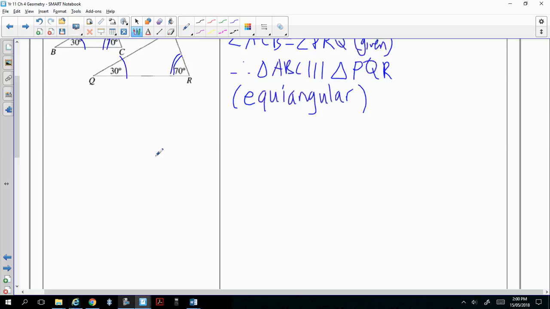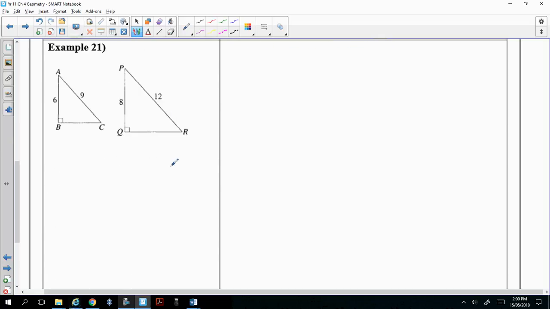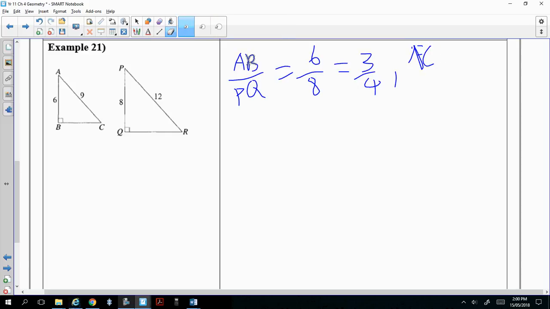Okay, let's look at the last one. What you have to do is the ratio of sides. So AB over PQ, in this case 6 over 8, which is 3 over 4. Also AC over PR, 9 over 12, which simplifies to 3 over 4 as well.